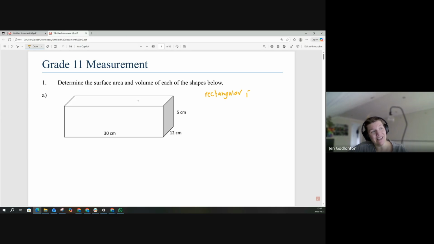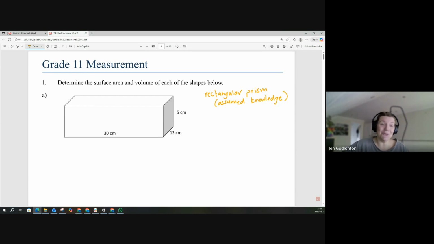Now, a rectangular prism is what we have been calling assumed knowledge. So that means they won't have to give you the formula for this. It's assumed that you know it from grade 9 and grade 10.